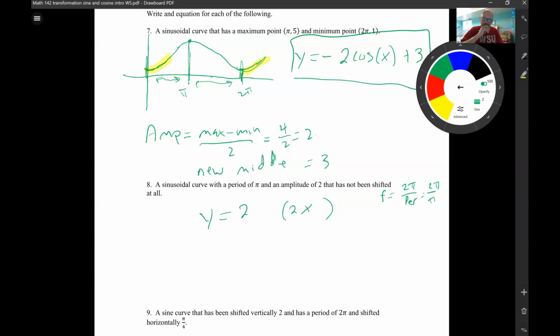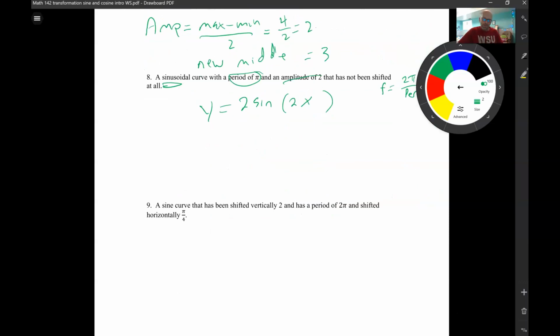And that has not been shifted at all. So I guess it doesn't tell me whether to use sine or cosine, so I'll just put in sine. You could put cosine here, it doesn't matter. So there we're done. We took care of the amplitude, took care of the period, and again, you could put 2 sine 2x or 2 cosine 2x because it didn't tell me which curve to use. Okay?